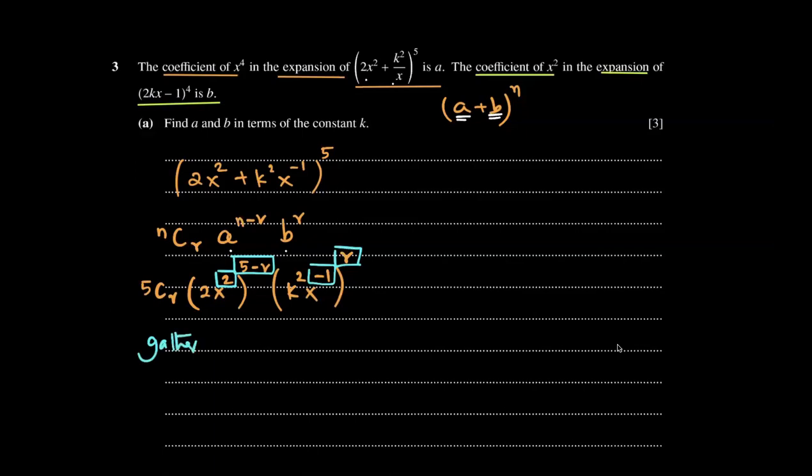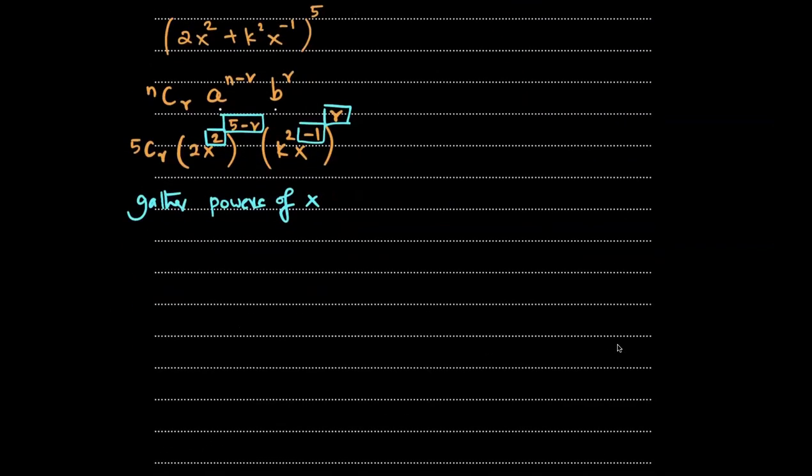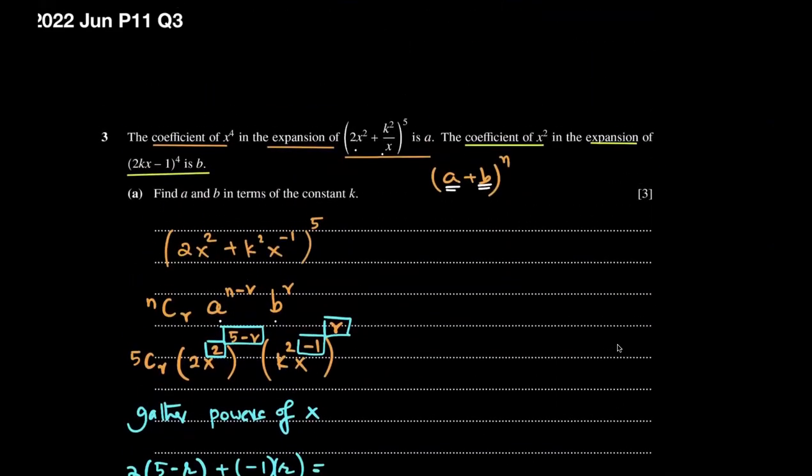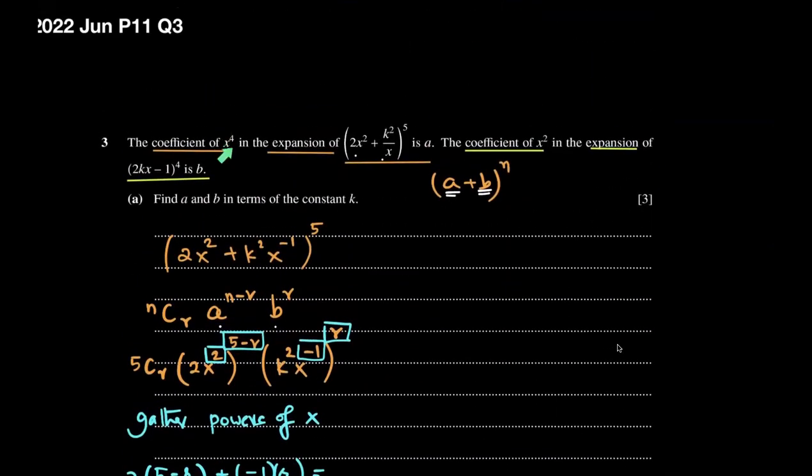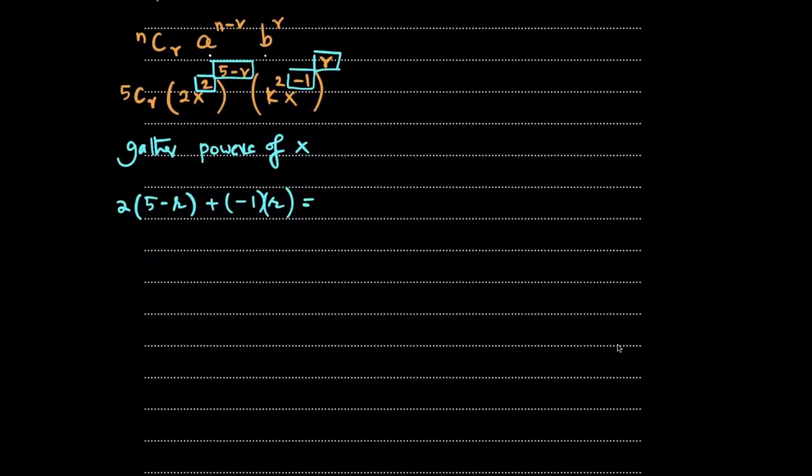So we are gathering powers of x. When we get the powers of x, what do we get? This is 2 multiplying with 5 minus r, and this is negative 1 multiplying with r, and it should be equal to... Which term are we looking for? The coefficient of x⁴. It's not x squared, it's x power 4, and we are looking for its coefficient. So first of all, we are dealing with the power, so we equate it to 4. And then we solve. So 10 minus 2r minus r equals 4, negative 3r equals 4 minus 10, which is negative 6, therefore r comes out to be positive 2.